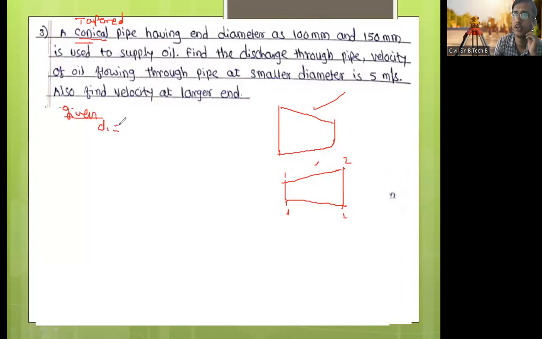What will be D1 here? The smaller diameter is nothing but D1. Smaller diameter is how much? 5 meter per second. Okay, then you can find out what is A1. Then D2.